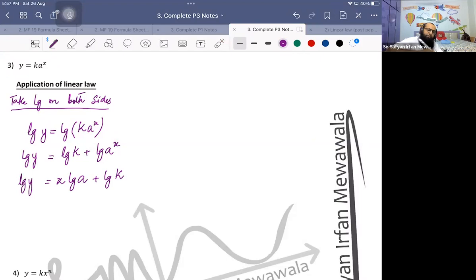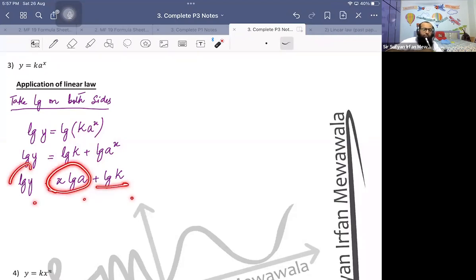You know why have I brought this LGAX and changed its place and swapped it with LGK? Because in y equals mx plus c, the constant comes at the end and the variable comes in the middle. The variable along with a constant and then a constant. Right? So that is why I've changed the sequence.